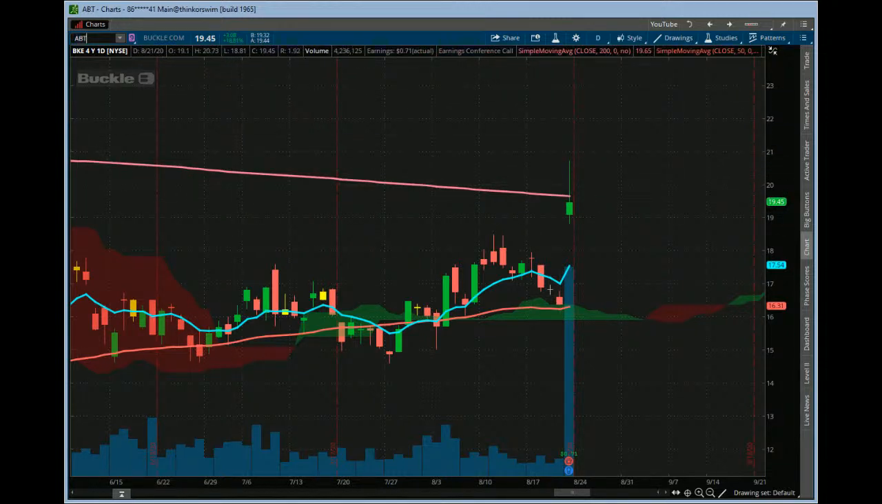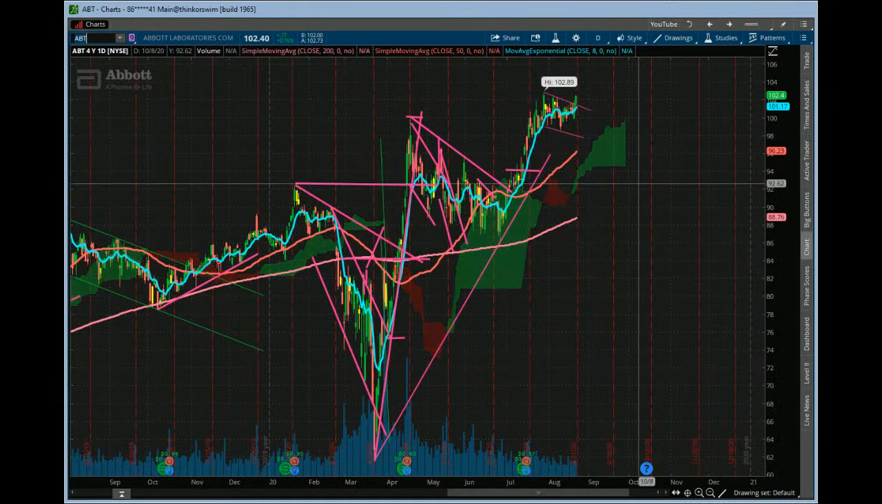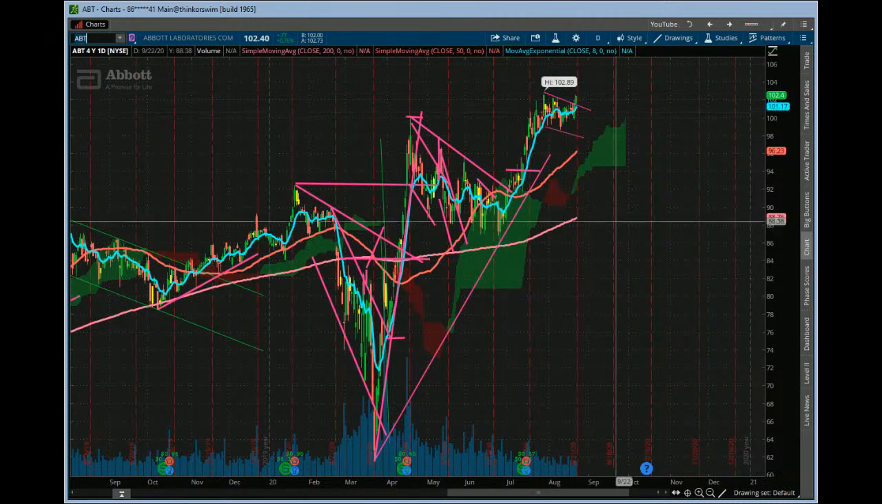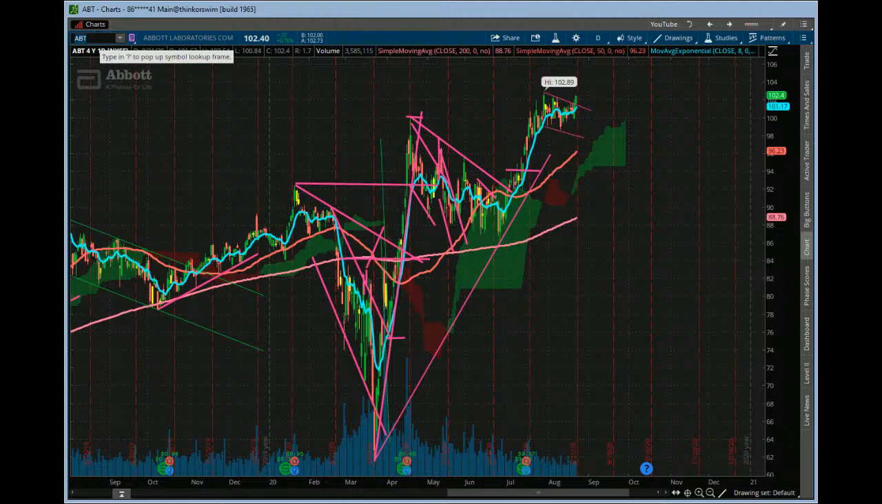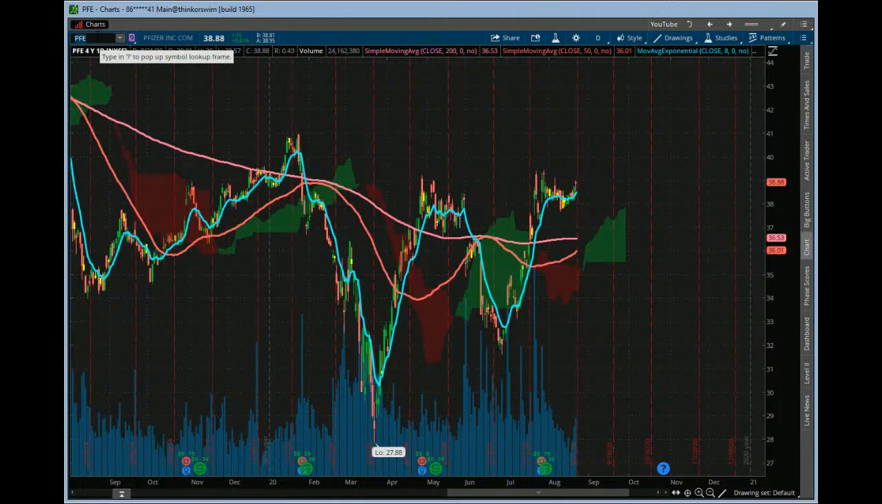Let's take a look at ABT. I know you've been tracking this one for a while. ABT starting to break out of that bull flag right here. A little bit of volume coming in, so let's see if they get some follow through in that one, especially if this biotech sector is strong.